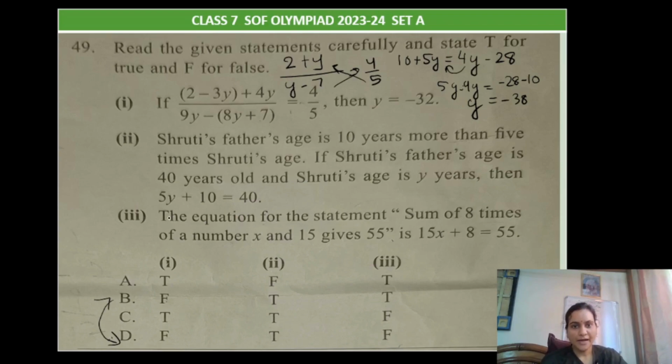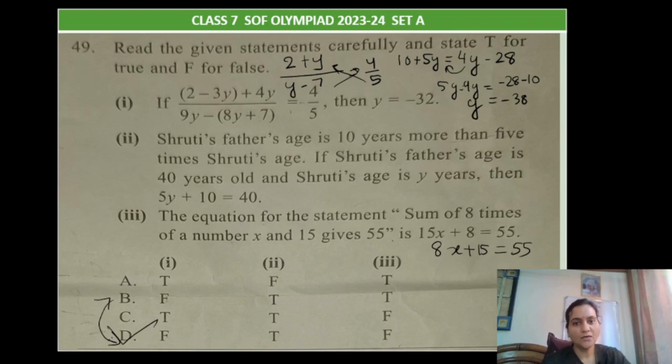So sum of 8 times of a number and 15 gives 55. Sum of 8 times a number x and 15. So it will be 8x plus 15 gives 55, not the other way down. Sum of 8 times of a number x means 8x and 15 gives 55. So 8x plus 15 equal to 55. So if you check the answer, then bit 3 is here again false. So it is there in option D. So option D is the correct answer.